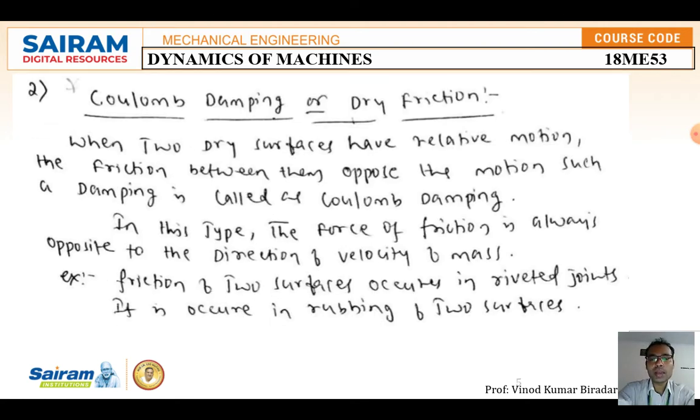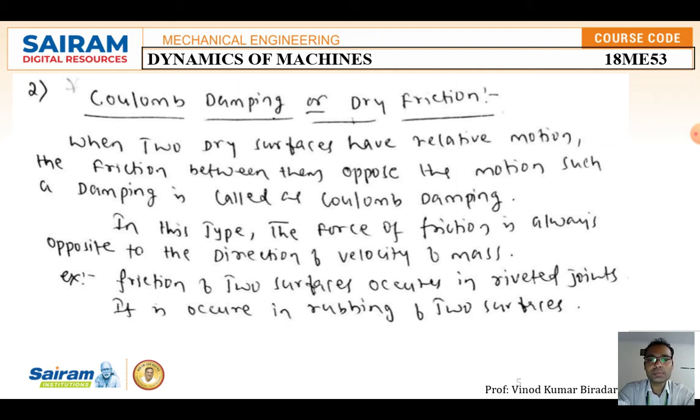Next one is Coulomb damping, or dry friction. Why do we call it dry friction? Because in this damping, if you rub two surfaces against each other, there will be loss of energy. Even if you rub your two hands, there will be loss of energy. That is called Coulomb damping. The definition says: when two dry surfaces have relative motion, that is, rubbing each other, the friction opposite to the motion is such damping called Coulomb damping. You can take two components rubbing each other, an equal and opposite motion takes place, and some energy is lost. That is called Coulomb damping.